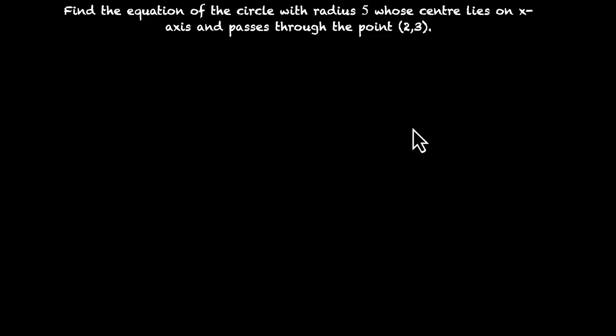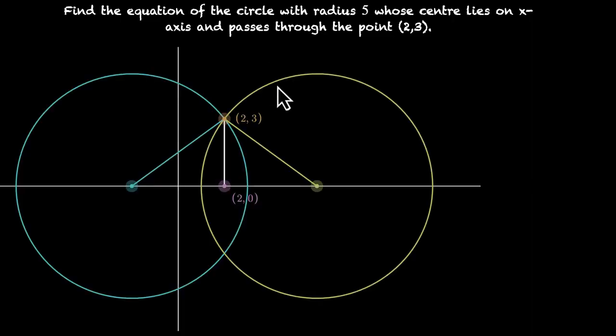Okay, let's do this together. Focus on this point 2, 3. The center is 5 units away from 2, 3, and the center is on the x-axis. Think about it. This is 2, 3. The center is on the x-axis. It could be on the left-hand side of 2, 3. It could be on the right-hand side of 2, 3 as well. That's why we have not one, but two circles here. Both these circles work for us.